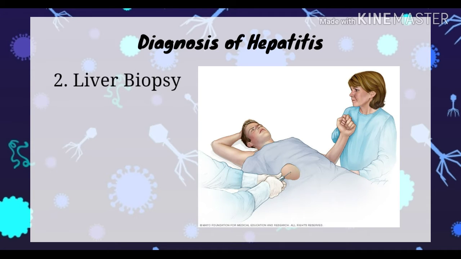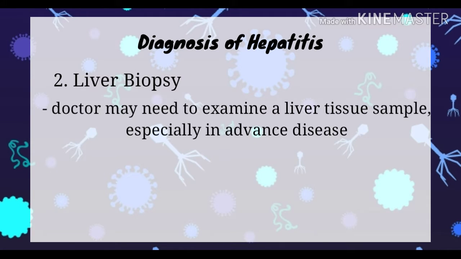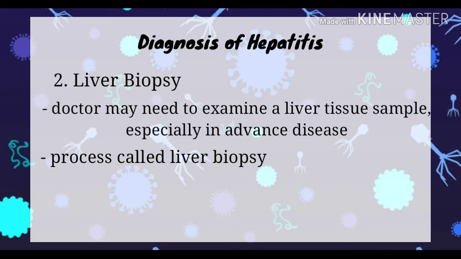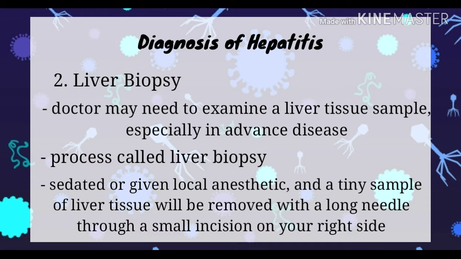Liver biopsy. In some cases, your doctor may need to examine a liver tissue sample, especially with advanced disease. The sample is taken in a process called a liver biopsy. You will either be sedated or given a local anesthetic, and a tiny sample of liver tissue will be removed with a long needle through a small incision on your right side.